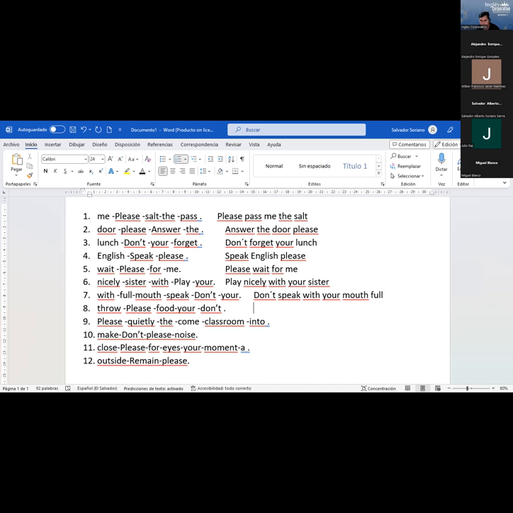Teacher, number eight. What does throw mean? What's the meaning? Throw, like this. Throw. Don't throw. Don't throw your food. No tires, no lances, no tires. Please don't throw your food.